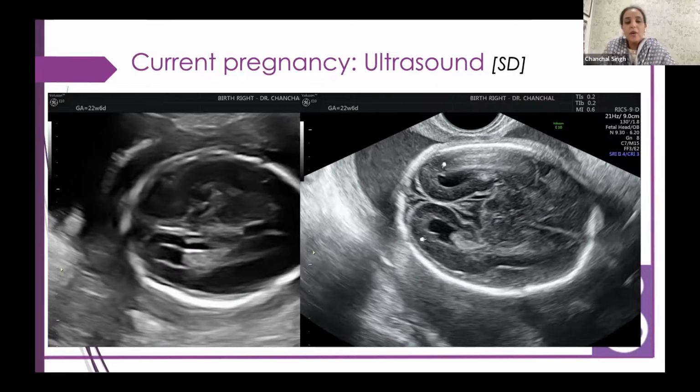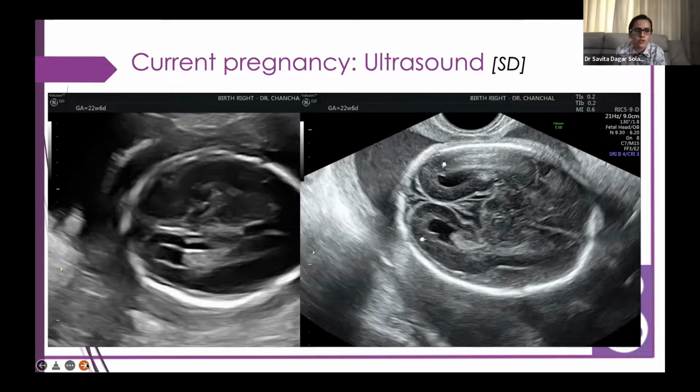Savita, would you like to comment on these images? Yes, ma'am. In the axial section, the lateral walls of the ventricles look slightly irregular. These irregularities could be due to nodules, clusters of neurons which have not migrated properly. So this looks like periventricular heterotopic nodules.